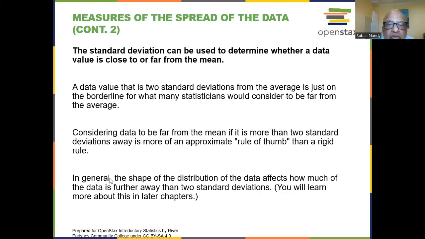Standard deviation can be used to determine whether a data value is close to or far from the mean. A data value that is two standard deviations from the average is just on the border of what many statisticians would consider to be far from the average. So if a data point is located farther than two times the standard deviation away from the mean, then it is unusual. Considering data to be far from the mean if it is more than two standard deviations away is more of an appropriate rule of thumb than a rigid rule. In general, the shape of the distribution of the data affects how far the data is from the mean in terms of standard deviation.